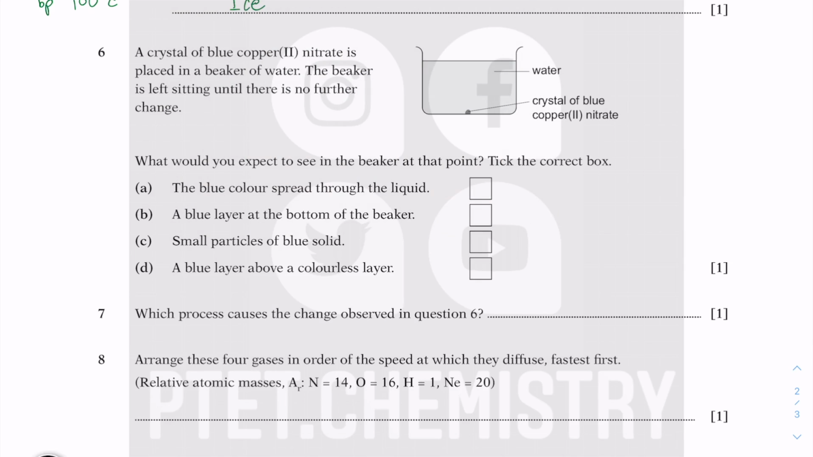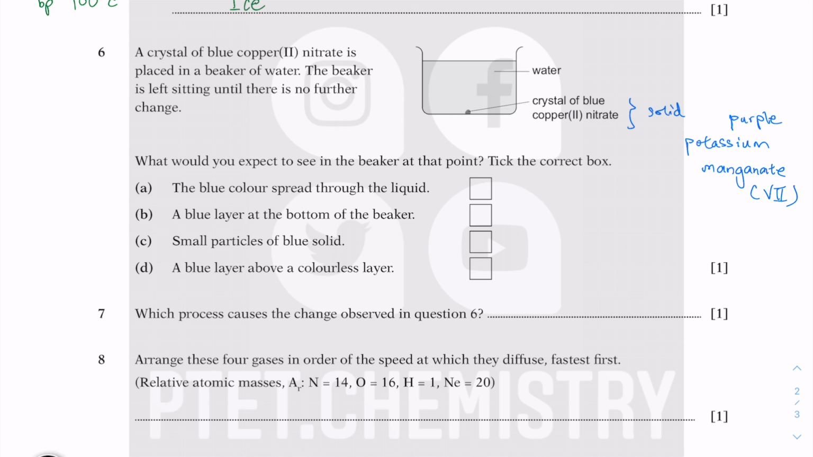In this next question, you have a crystal of these blue copper 2 nitrate crystals. So this is a solid. So this question basically asks you about blue copper 2 nitrate, but it can also be an alternative, which is that purple colored potassium permanganate. In reality, we call it potassium manganate VII. So that is something you will learn in a later topic. So potassium manganate 7 is purple. This thing is blue.